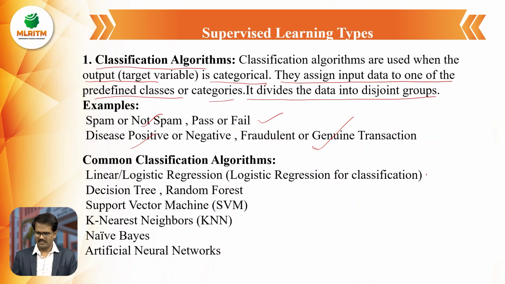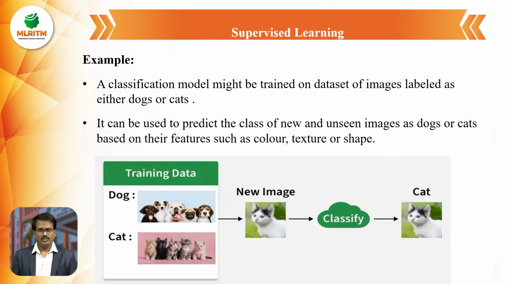These are the different types of classification learning algorithms we do have: linear regression, logistic regression, decision tree, random forest, support vector machine, k nearest neighbor algorithm, naive Bayes, and artificial neural network. Next, one of the best examples of a classification learning algorithm. A classification model might be trained on a data set of images labeled as either dogs or cats. It can be used to predict the class of new unseen images as dogs or cats based on their features such as color, texture, or shape.